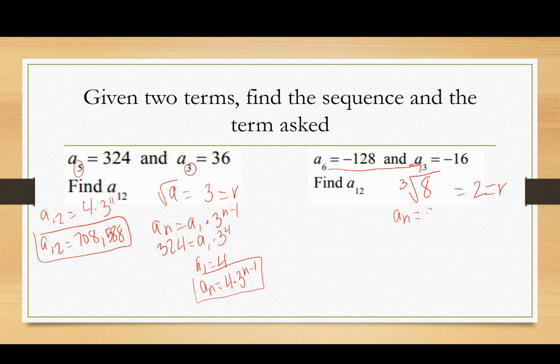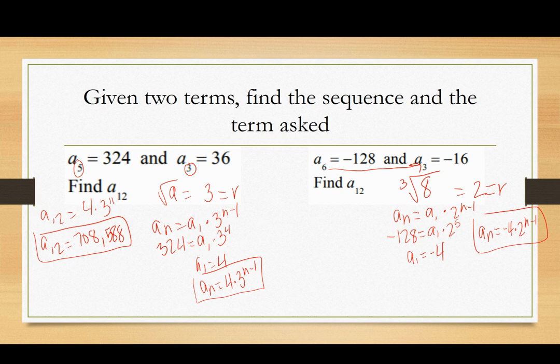So an equals a1 times 2 to the n minus 1. So a6 means -128 equals a1 times 2. 6 minus 1 is 5. 2 to the 5th gives me 32. So -128 divided by 32 gives me -4. So a1 equals -4. So my formula is an equals -4 times 2 to the n minus 1.